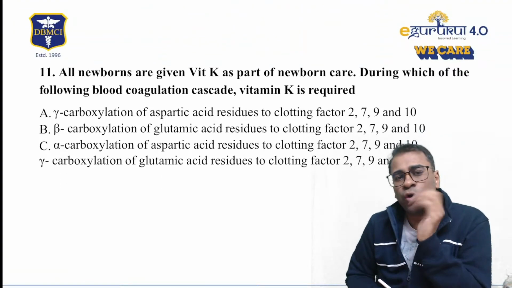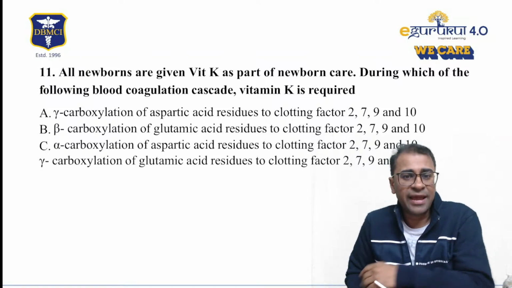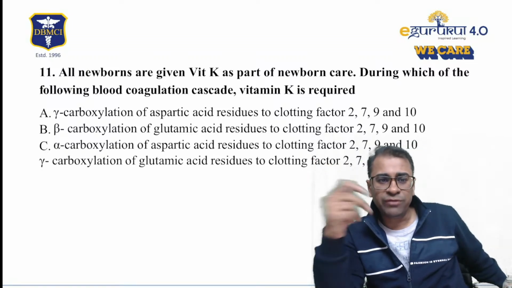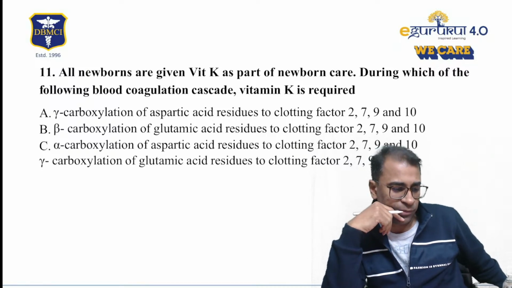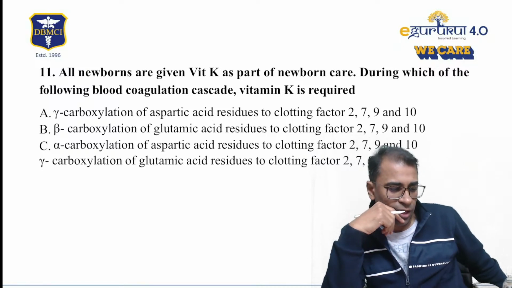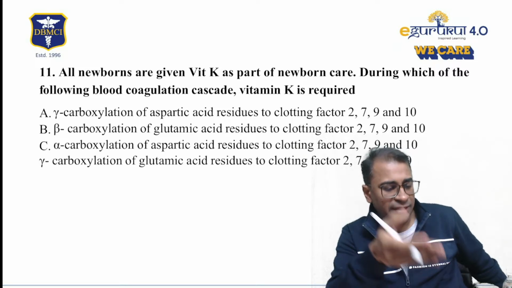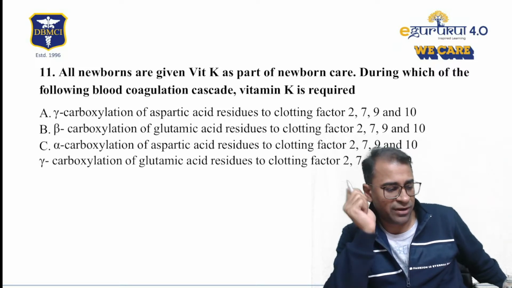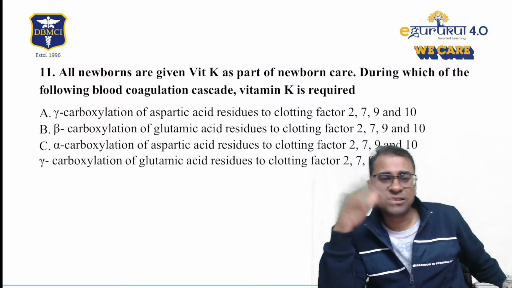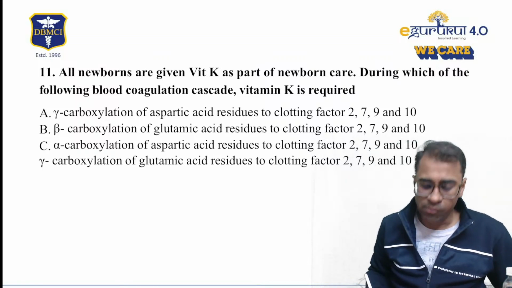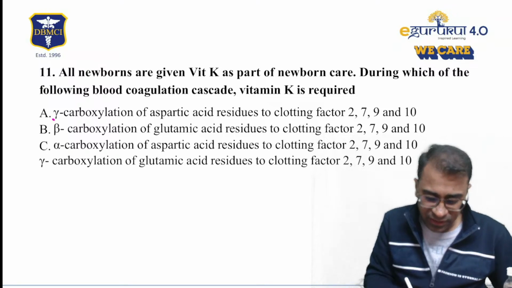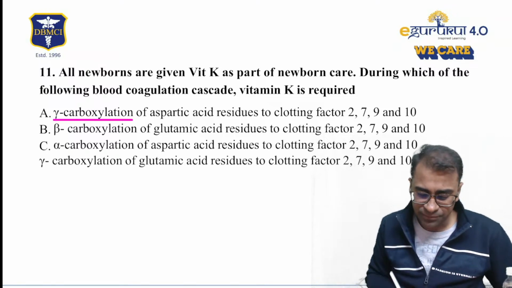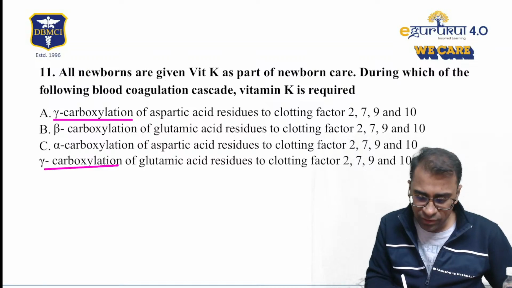Question 11. All newborns are given vitamin K as a part of newborn care. In which of the following steps of the blood coagulation cascade is vitamin K required? Yes, globin sequencing is the best one, then HPLC and then electrophoresis. Perfectly answered. Great. Tell me this one. It's gamma carboxylation, not beta, right? It's a gamma carboxylation of which one?